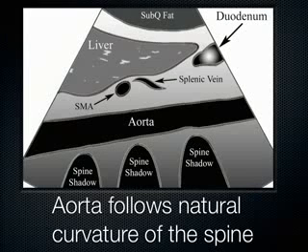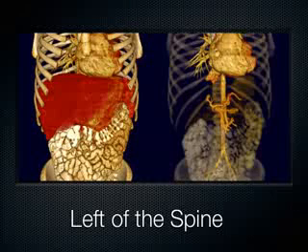Recall from anatomy that the aorta follows the natural curvature of the spine. In other words, as you go from the head towards the feet, the vertebral bodies get larger and larger, and that pushes the aorta actually more anterior. Okay? And it's just left of the spine.